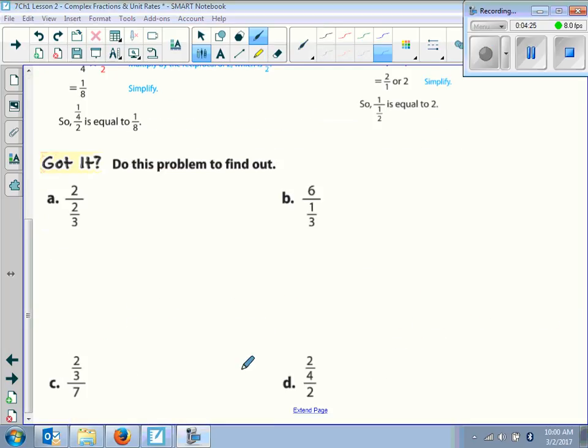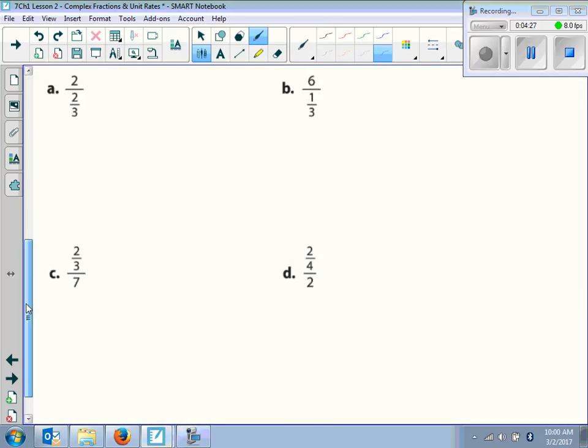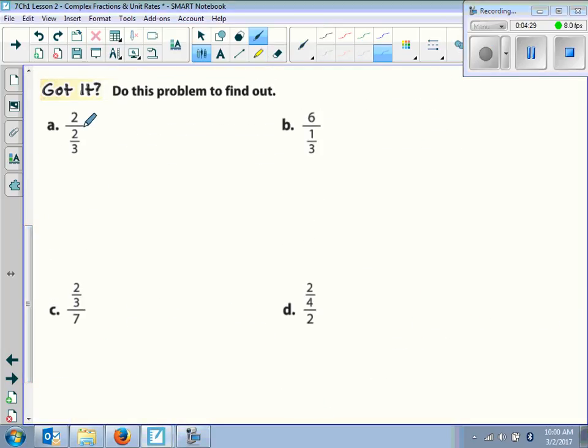So for this first got it example, we've got 2 over 2/3. That means that's going to be 2 divided by 2/3. So this is how we're going to show our work. You're going to write the original problem, then you're going to rewrite it as a division problem. So that's 2 divided by 2/3, okay?